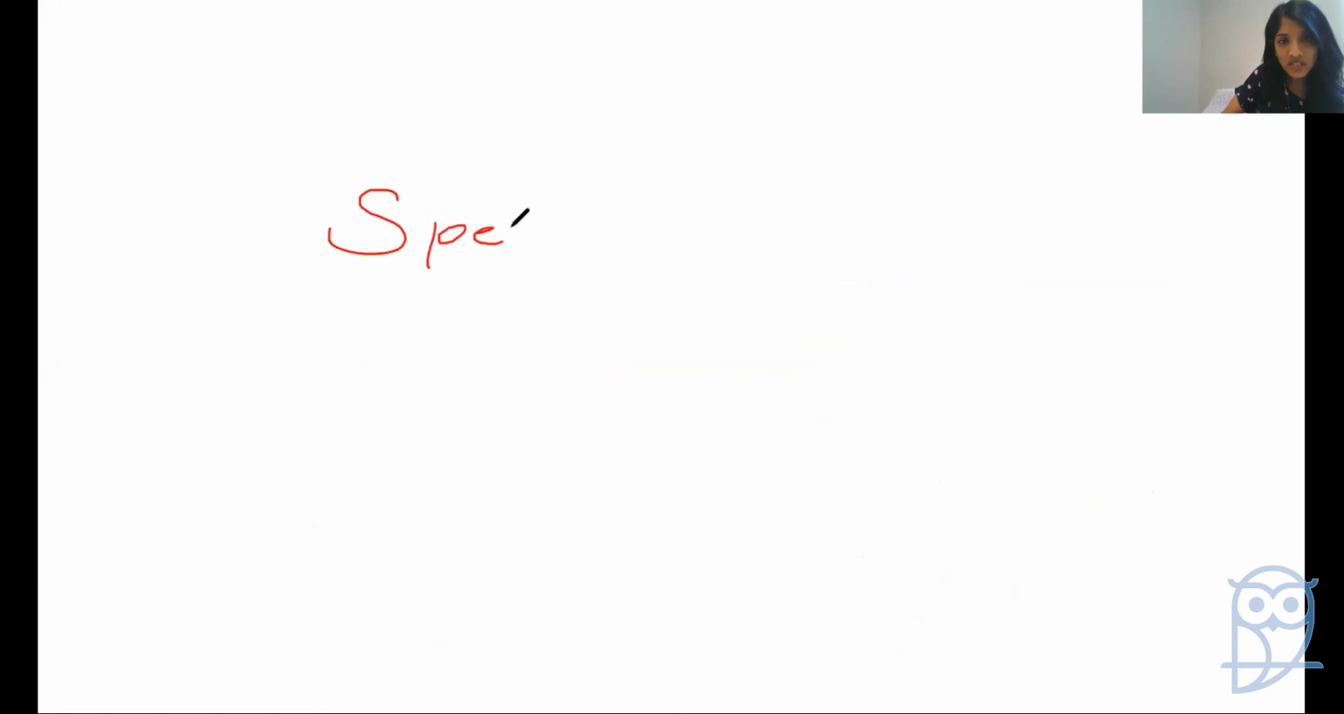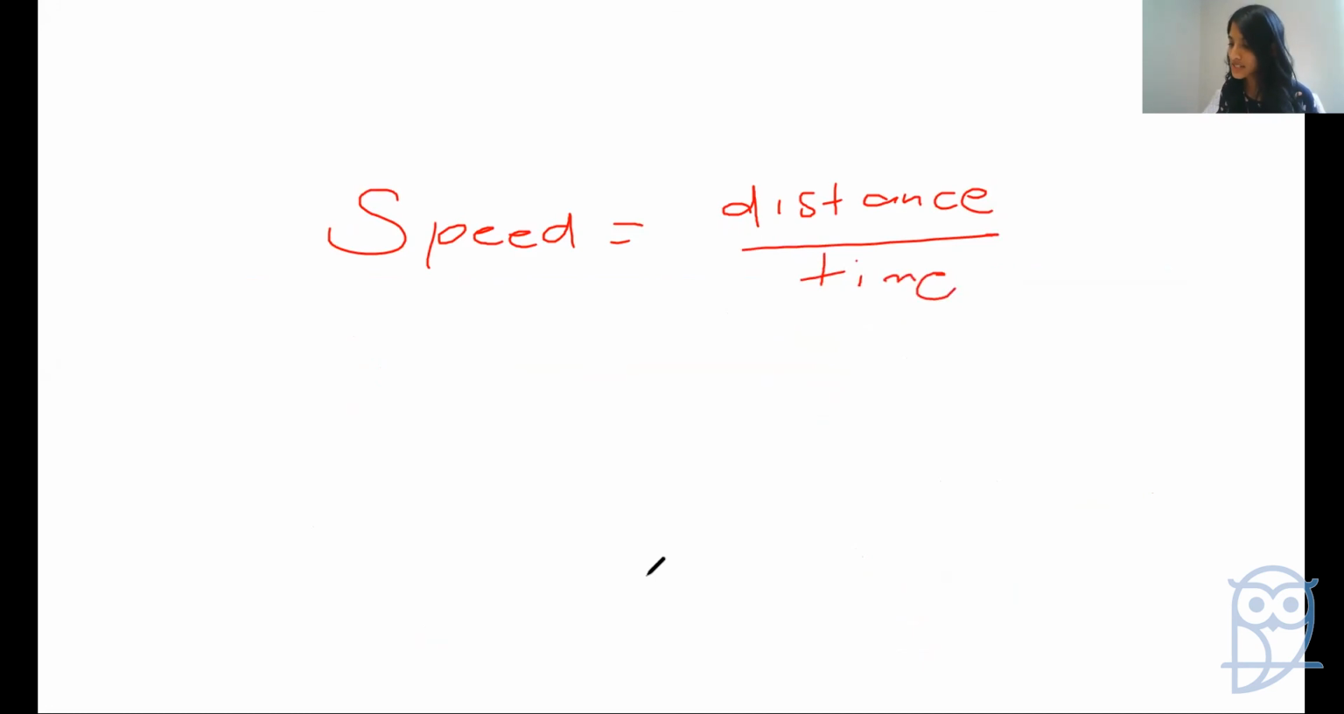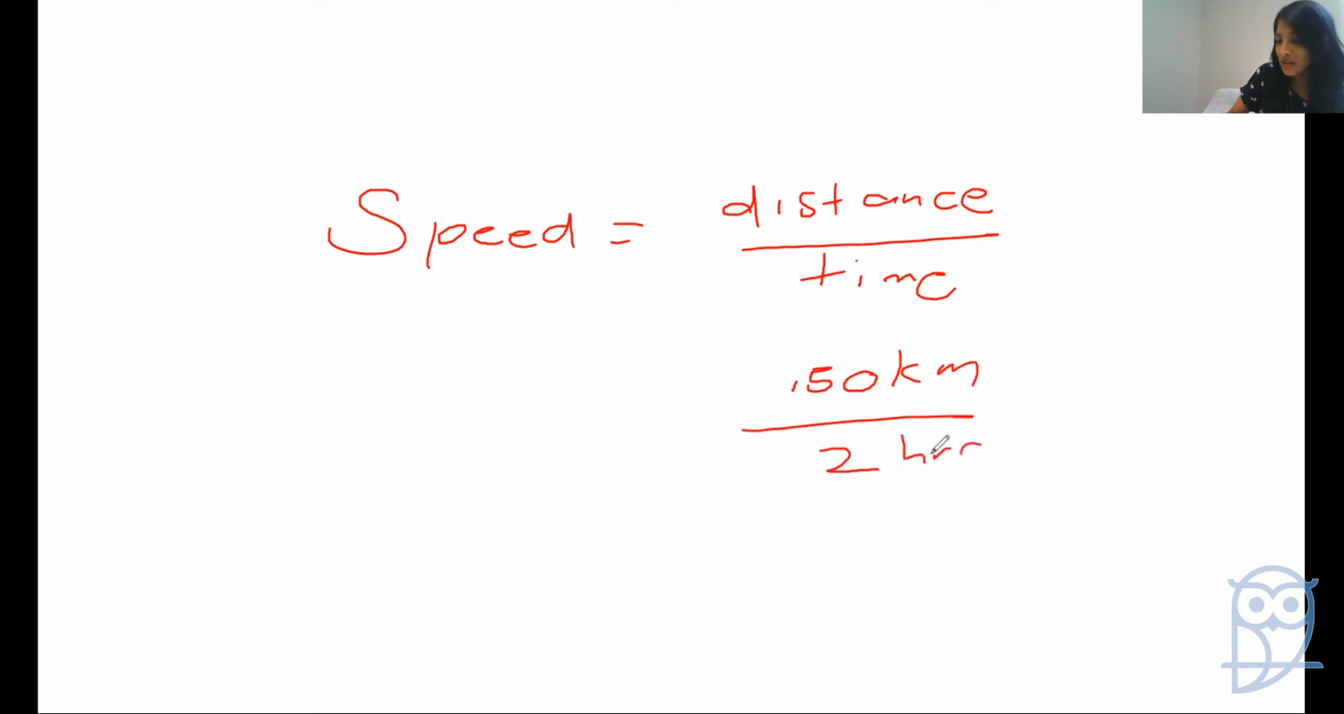So our speed is equal to distance over time. Given to us, it says it's making a journey of 150 kilometers, and it's going to be doing this in 2 hours. So given to us is 150 kilometers, and that's the distance it's traveling. 2 hours is the time it's going to be taking. And we say 150 divided by 2, and our answer here is 75 kilometers per hour.